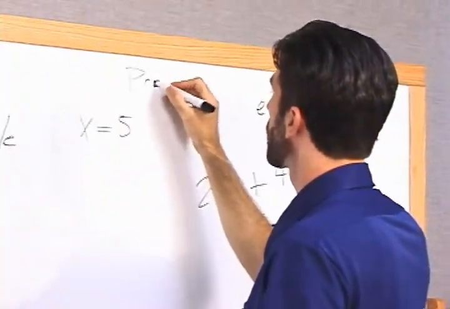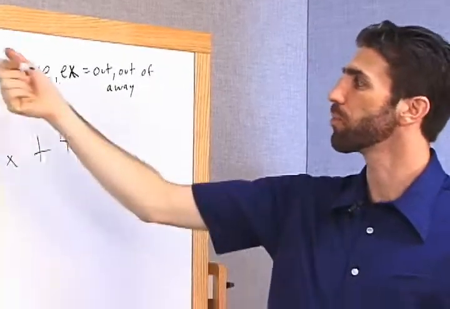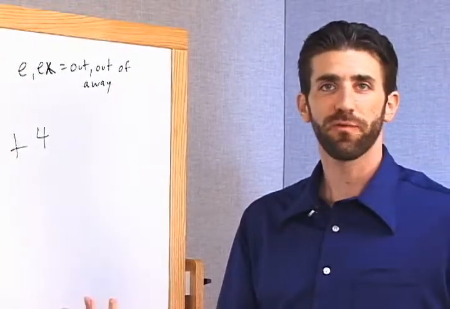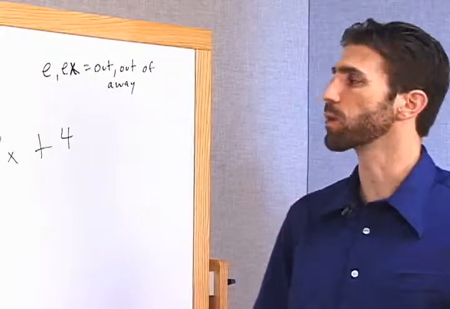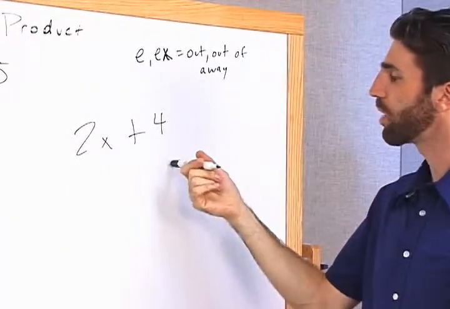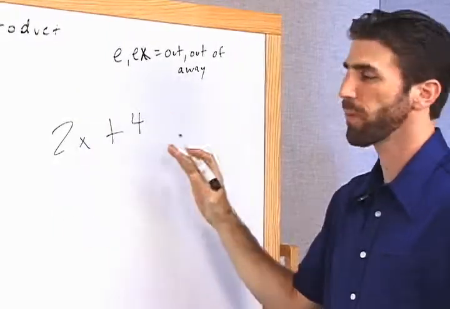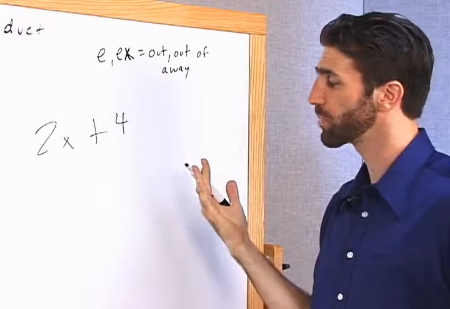Just a quick review. Sum means what? Sum is for addition. Product is for multiplication. Difference, subtraction. And then quotient is division. There you go. 2x plus 4. In this case, product, and then we have a sum. And the sum, the whole thing, makes up an expression, an algebraic expression.